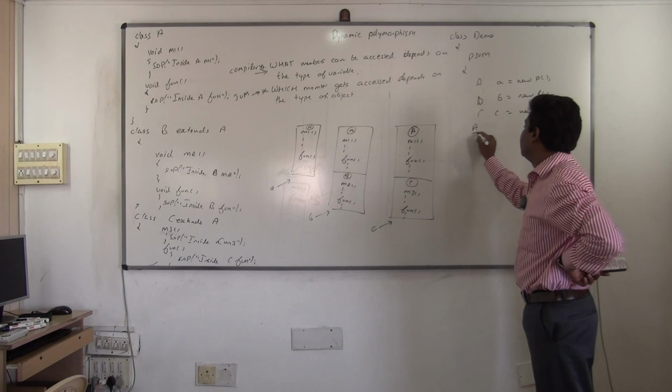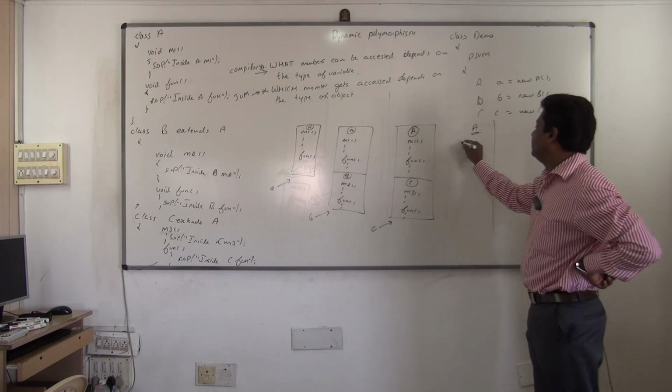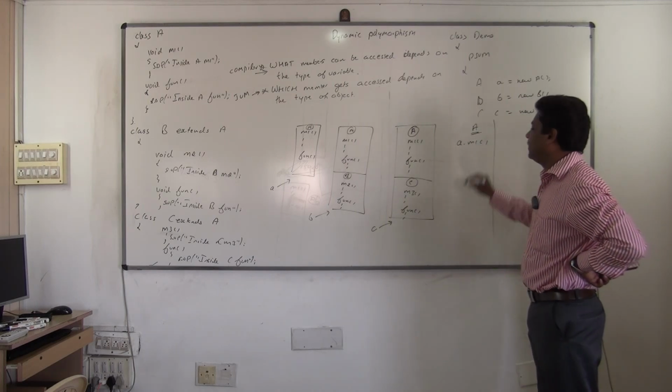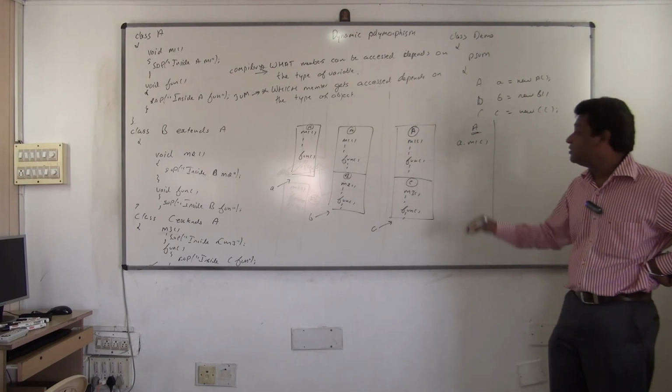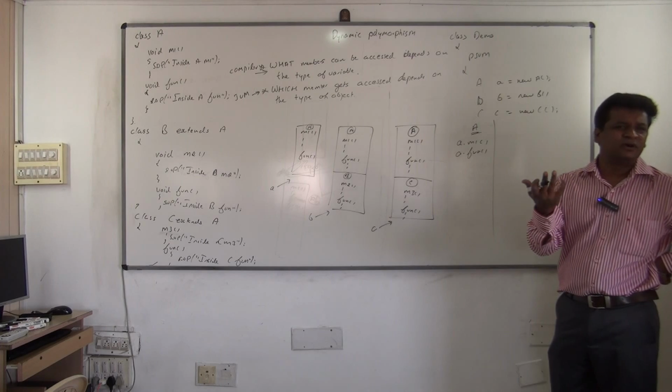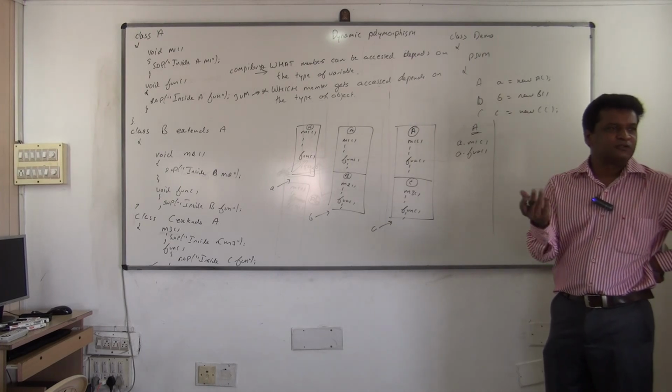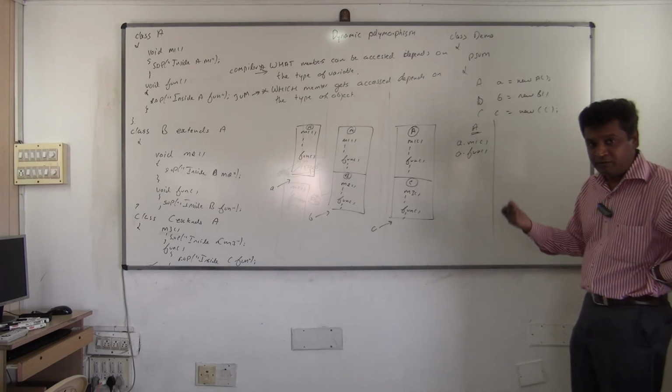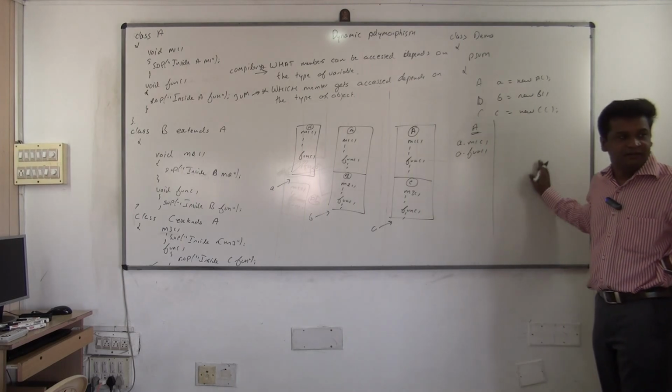See, with A, I'll try to access some members in class A now. A dot M1. Can I access? Yes. It will execute. A dot fun. Can I access? Yes. In superclass, you don't have any difficulty. Working with superclass or class is same. But when we work with subclasses, stories are different.